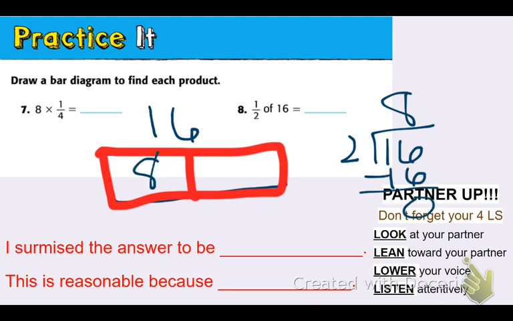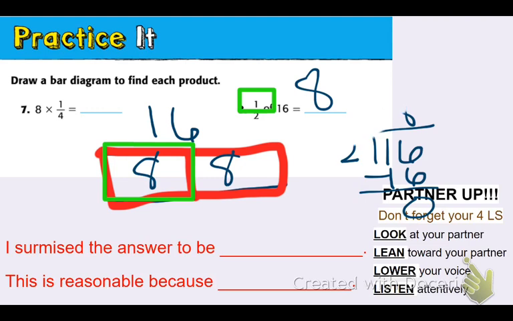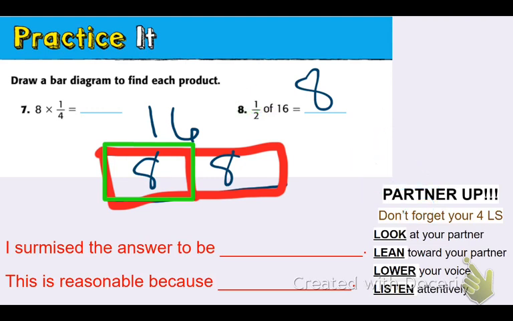So there's 8 in this group and 8 in this group. So what is 1/2 of 16? Well, step 4 is use that numerator, figure out what one part is, and one part is 8. It makes sense because 8 plus 8 does equal 16. 8 is half of 16.